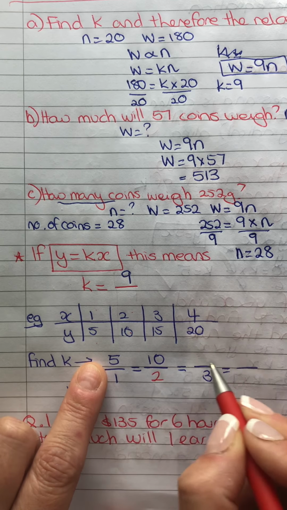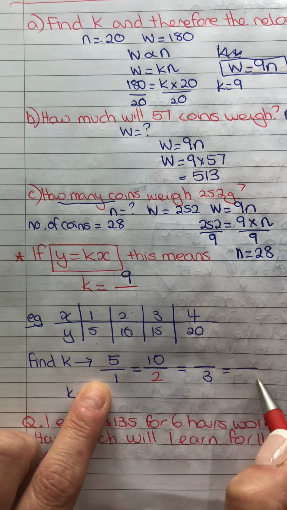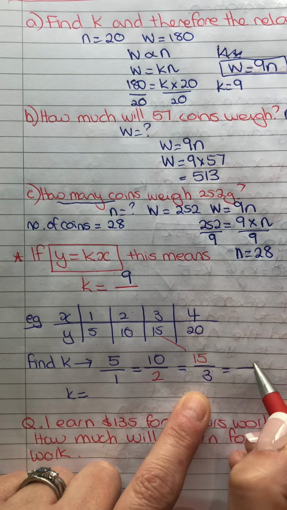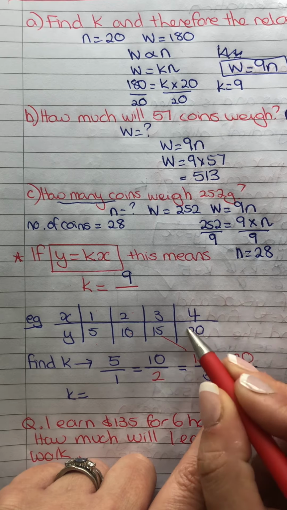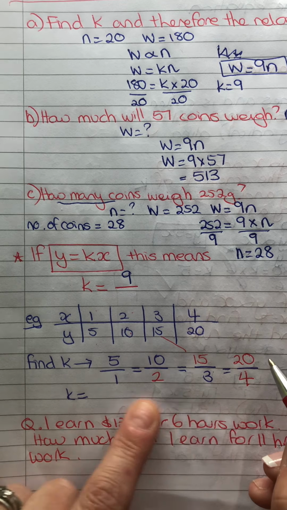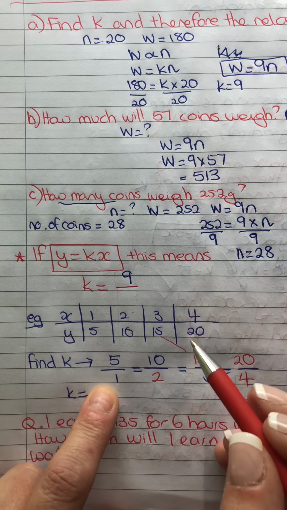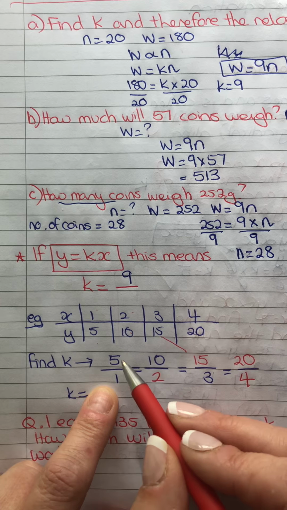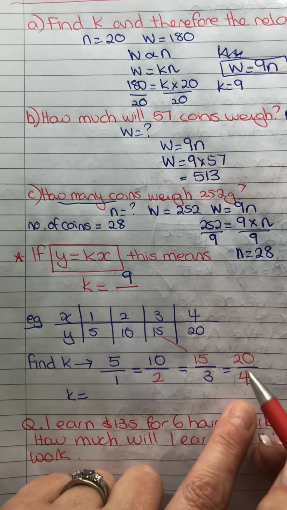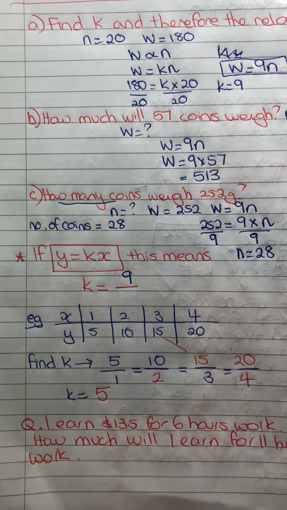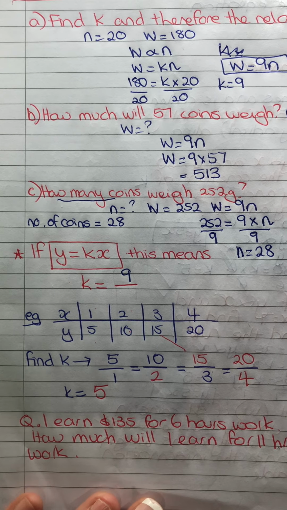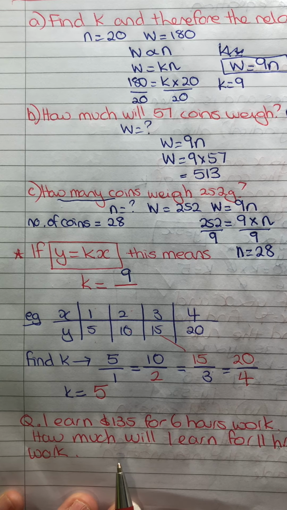And then all across the top are the y's, all across the bottom are the x's. So the next one is going to be here, 15 divided by 3. And the last one is going to be 20 divided by 4. So if you get one like that, just come back to this example. They should all equal the same thing if it's a linear relationship. 5 divided by 1 is 5, 10 divided by 2 is 5, 15 divided by 3 is 5, 20 divided by 4 is 5. Okay, now let's use that information to work out this last question.